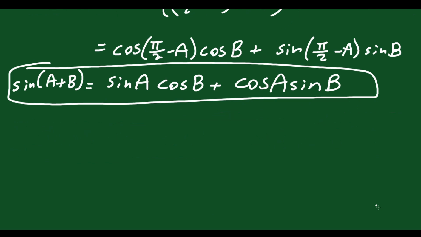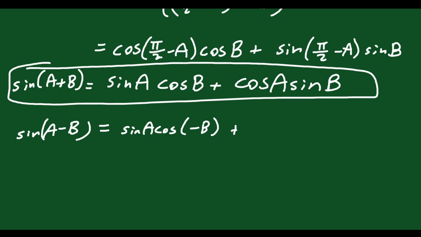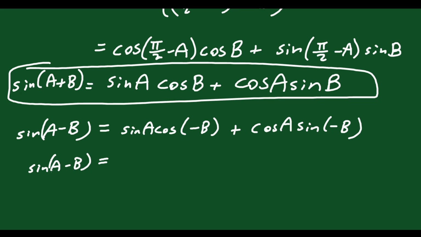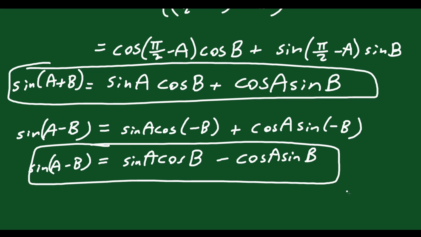And then to find the last of the four, you say, okay, what about sine of A minus B? How do I find that? Well, just plug in negative B for this. So sine A cos negative B plus cos A sine negative B, and then simplify it. Cos of negative B is the same as cos of B, so you can just write sine A cos B. But when you take sine of negative, it becomes negative, so negative cos A sine B. And there you have it. So that is how you derive those first four compound angle identities.